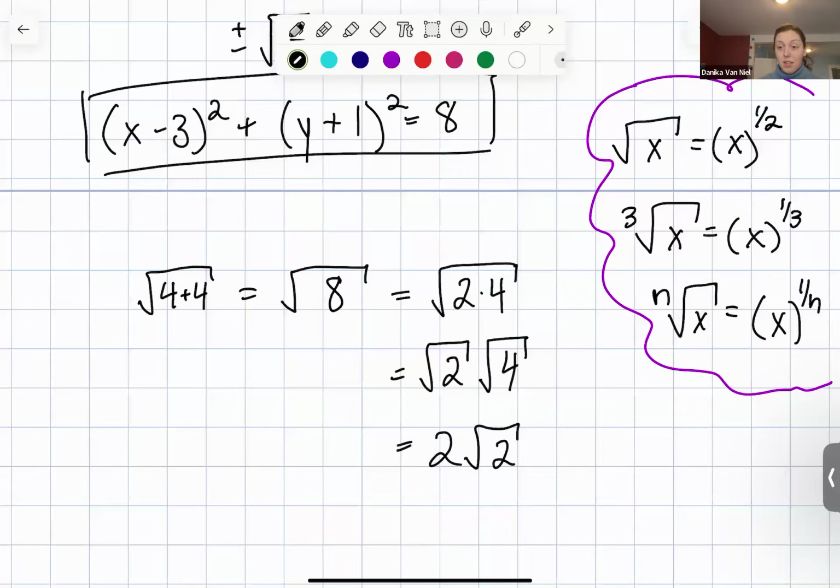Square root of 2, I don't know what that is. It's actually an irrational number. It never ends. Like pi, for example, right? So square root of 8 is equal to 2 square root of 2. You do not have to do these kinds of simplifications always, but it's something I wanted to cover quickly.